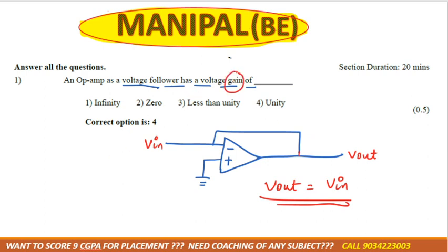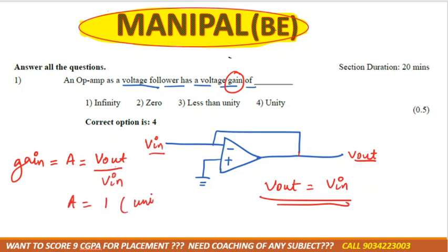Now they ask you to calculate gain. As you know, gain is represented by A, and the formula for the gain is output voltage divided by input voltage. So if both the voltages are equal, then how much would the gain be? V out by V out is 1 only, and 1 we can say is unity, right? So technically we can say the voltage gain for the op-amp as a voltage follower would be unity. This is particular for the voltage follower only. Okay, this is question number 1.